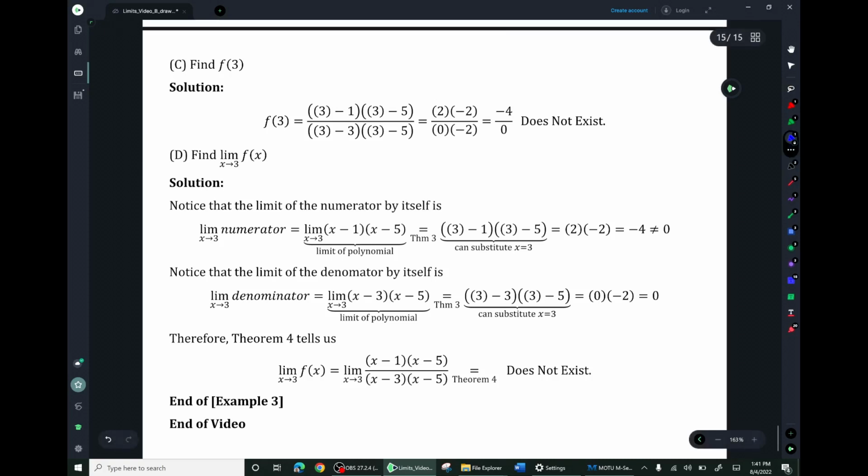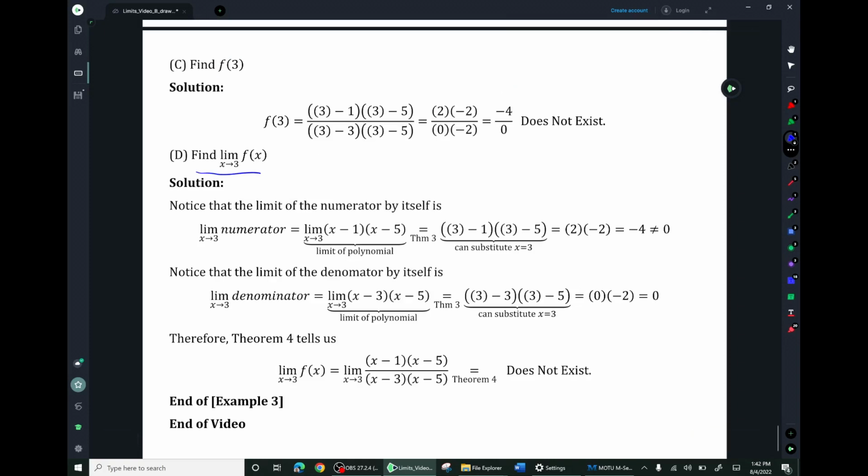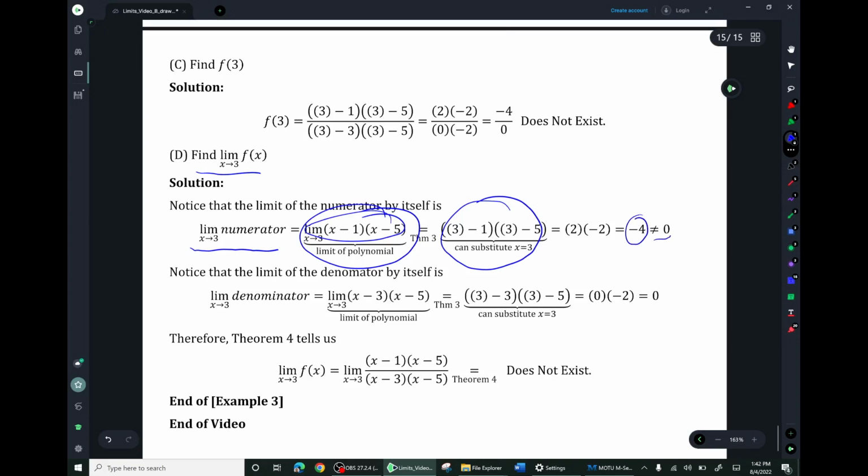Question D says to find this limit, the limit as x approaches 3 of f of x. Well, this is the limit of a rational function. This function f of x is a rational function. It has a numerator, has a denominator. What if we took the limit of the numerator by itself? The limit of the numerator would be this, the limit of this polynomial expression that's in the numerator. Theorem 3 says you can find the limit of a polynomial by simply substituting in the x value. Well, when I do that in the numerator, I get the number negative 4. Notice that negative 4 is not 0.